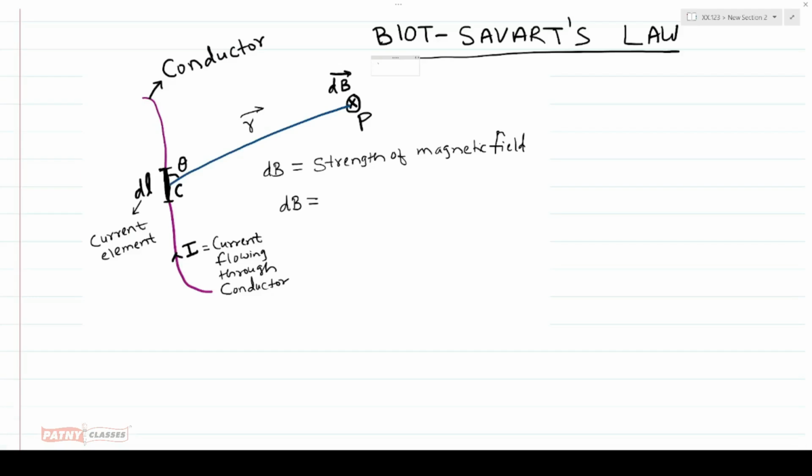Now let us understand what exactly the Biot-Savart law is. This is a conductor, and through this conductor current is flowing, and dl is a small current element, and a magnetic field is produced at the point P, and dB is the strength of the magnetic field. The Biot-Savart law can be written in two forms, in scalar form and in vector form.